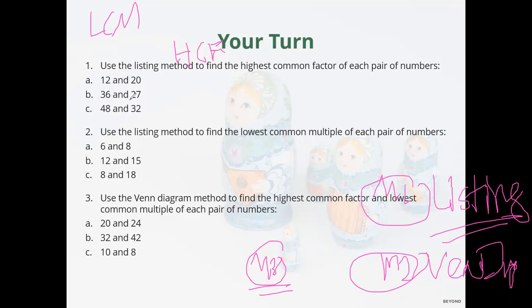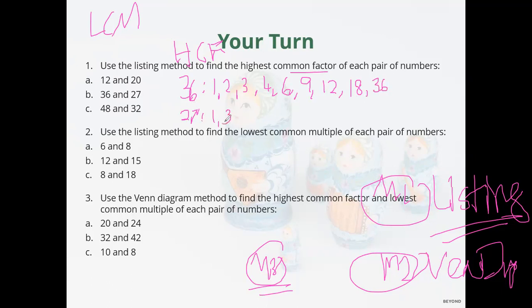You guys, 36 and 27, we want to find factors. So, what are the factors for 36? 1, 2, 3, 4, 6, 9, 12, 18, then 36. Good.